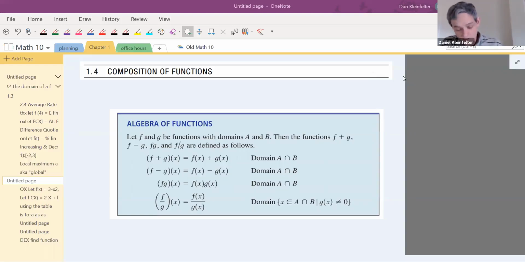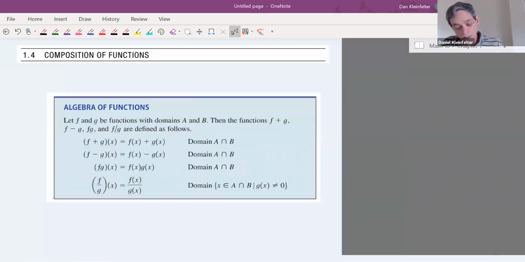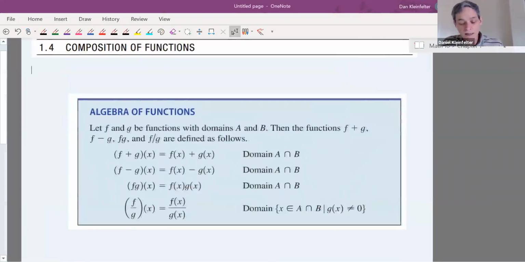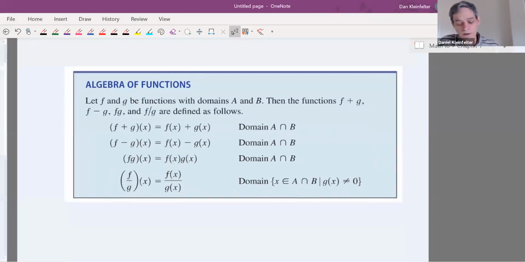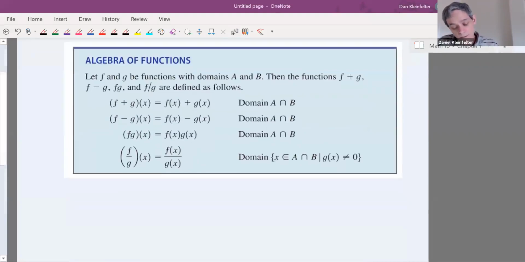So let's get started. Section 1.4 is about several topics, one of which, the title topic, is composition of functions. But actually, the first thing is to look at what's called the algebra of functions. Let's let f and g be functions, and let's let f's domain be A, and the domain of g be B. Then we can form the new functions called the sum, difference, product, and quotient functions, basically just as you would expect. We're going to add, subtract, multiply, or divide the two functions.